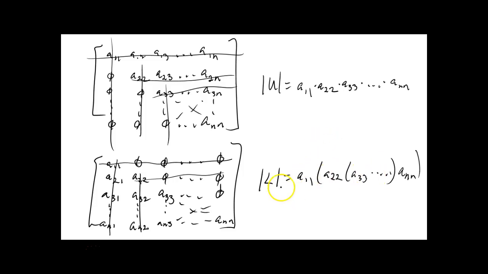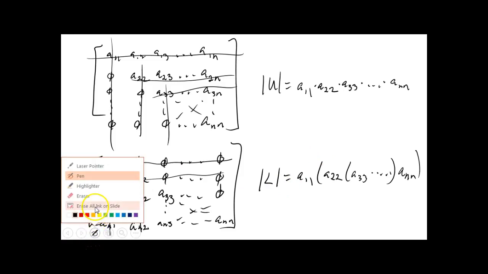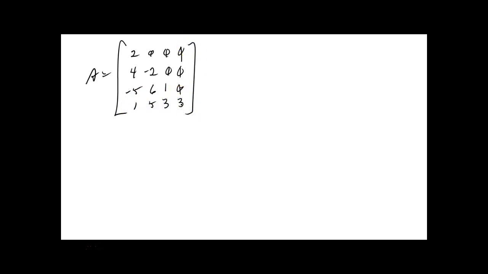So let's do example 6. Any questions before we do it? Example 6. Here's matrix A. 2, 0, 0, 0. 4, negative 2, 0, 0. Negative 5, 6, 1, 0. 1, 5, 3, 3. Find the determinant of A.